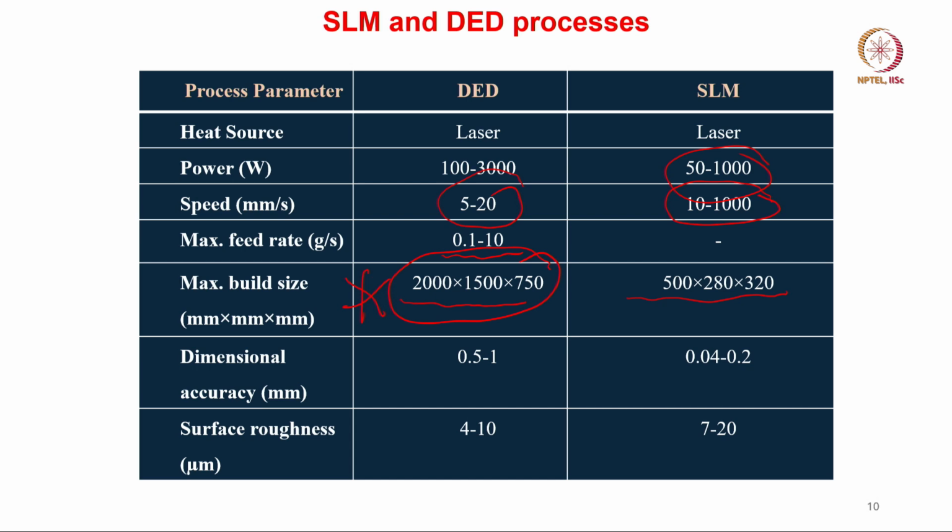Also, if you look at the dimensional accuracy and surface, particularly surface roughness is a little better in DED compared to SLM, and in both cases you need to do post heat treatment. As for laser scanning speed, the SLM process is much faster compared to DED, but power wise the DED process can use more power, like 100 watt to 3 kilowatt.